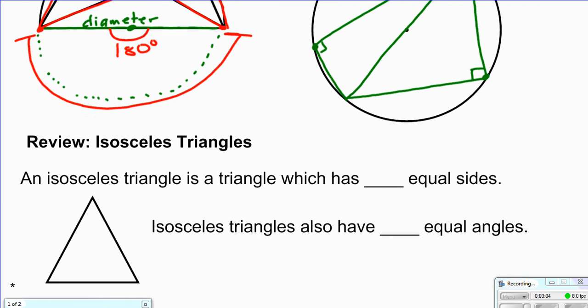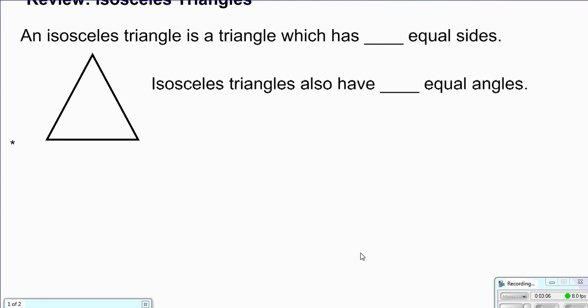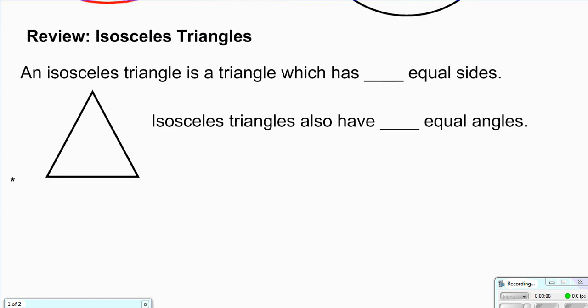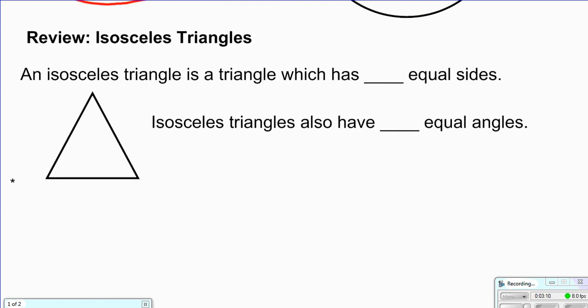Okay, next example. Some review of isosceles triangles. And so an isosceles triangle, if you remember, is a triangle that has two equal side lengths, and so it also has two equal angles. And so the side lengths that are equal are these two. And so then these two angles would also be the same. So you can kind of think of it like each half of the triangle is a mirror image of the other.